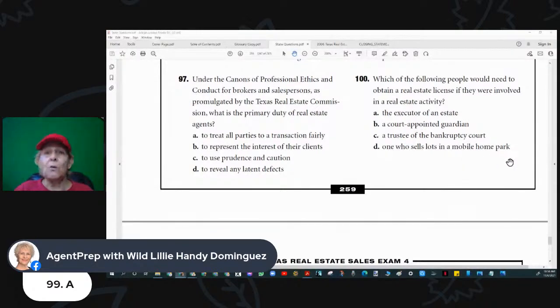So which of the following people would need to obtain a real estate license if they were involved in real estate activities such as the following? A, the executor of an estate. B, the court-appointed guardian. C, the trustee of a bankruptcy court. Or D, one who sells lots in a mobile home park. Who is required to have a license?